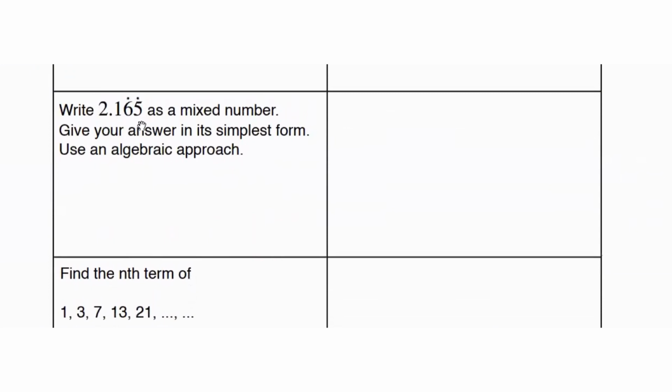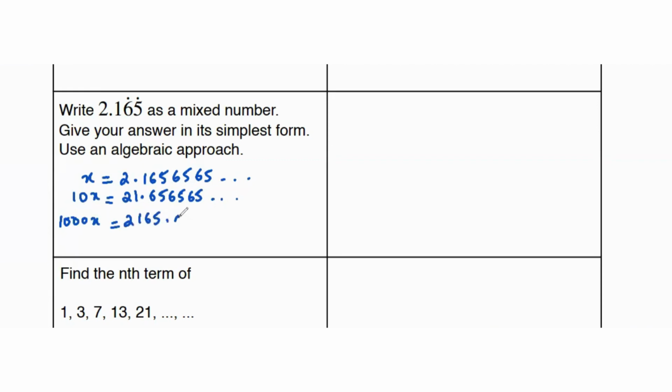Write 2.165 recurring as a mixed number. Give your answer in its simplest form using an algebraic approach. So for this, what we do is we assume that x equals 2.165, then 65, 65, and so on. 10x is going to be 21.65, 65, 65, and so on. If you multiply 1000 by x, that's going to be 2165.65, 65, and so on.